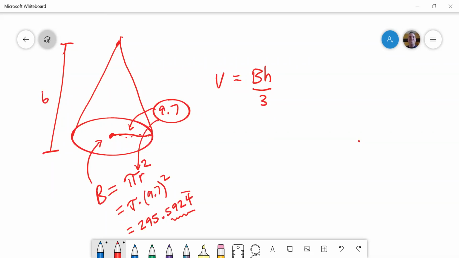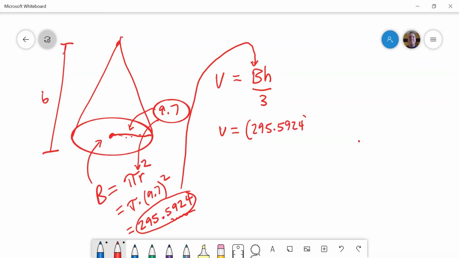Okay, so we're going to take this number, that's our base area, and we're going to plug it in for the base area, right? So volume equals base area 295.5924. We're going to multiply it by a height of 6. Sorry, that looks kind of funky there. Let me erase that. There we go. Times 6 and then divided by 3.